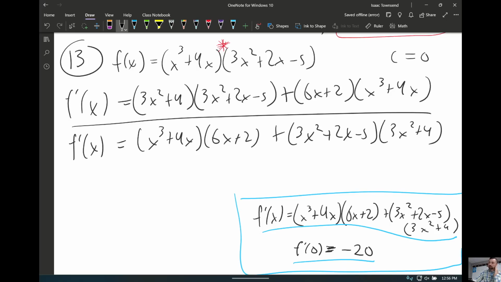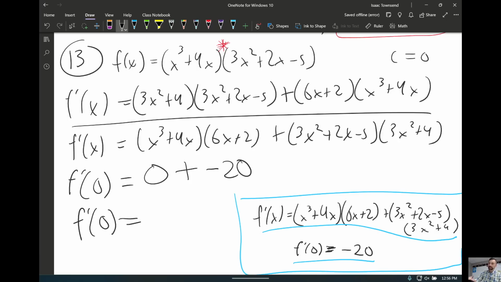This question did remind me of one other thing I wanted to say to you though. But then the second part of the question was what's the derivative at 0? So basically if I plug 0 in for all of these x's, I get 0 times 2 plus negative 5 times 4. So the derivative at 0 was negative 20. So even though that's a long and complicated looking derivative, plugging in 0 was pretty easy to evaluate.